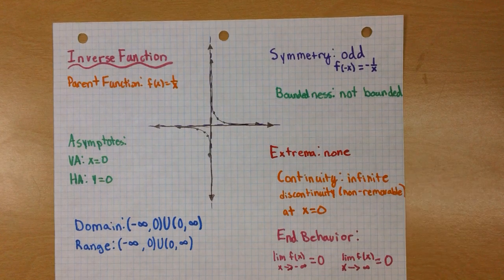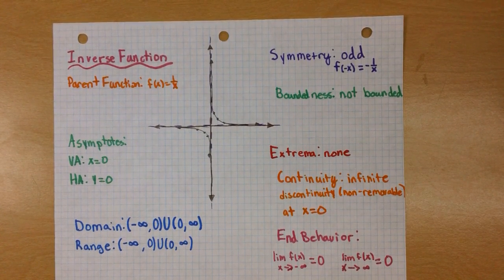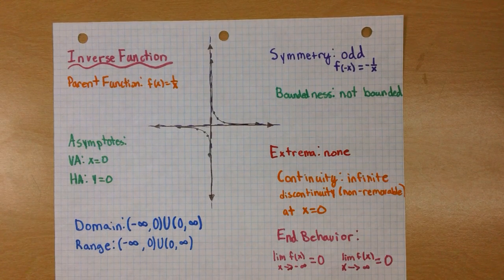Our function's continuity, it has an infinite discontinuity, and it's not removable at x equals 0. We have no extrema. There is a horizontal asymptote at y equals 0, and a vertical asymptote at x equals 0. And for the end behavior, when x is approaching infinity, f of x is 0, and when x is approaching negative infinity, f of x is also 0.